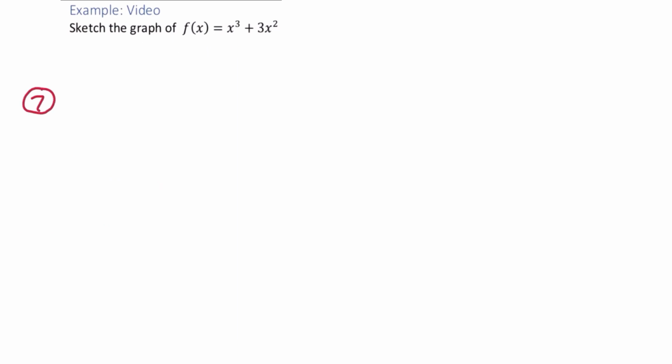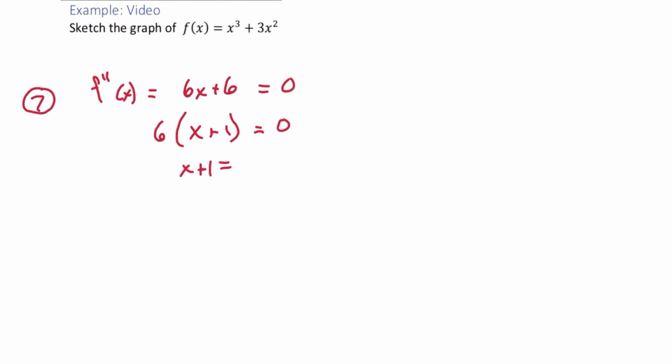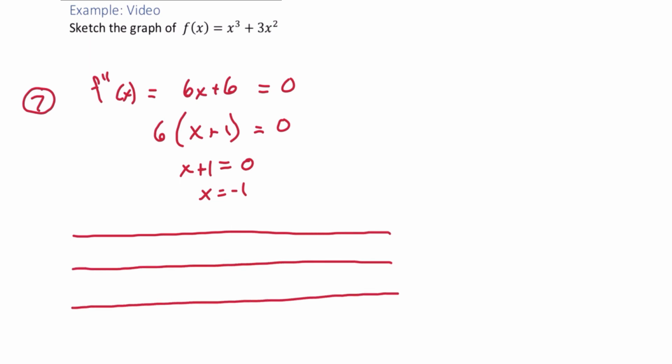And finally, in step 7, we want to take the second derivative, that is 6x plus 6, and set it equal to 0 and solve. Factor out a 6, and then solve x plus 1 equals 0, get x equals -1. And again, we'll do some testing. We're looking at the interval to the left of -1 and to the right of -1.